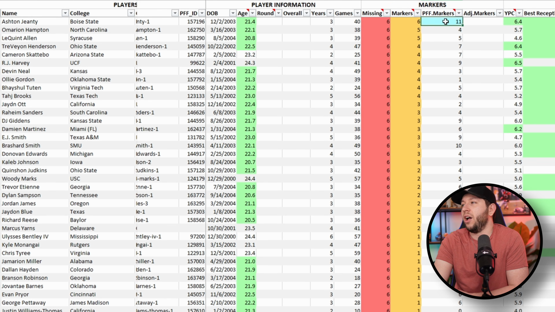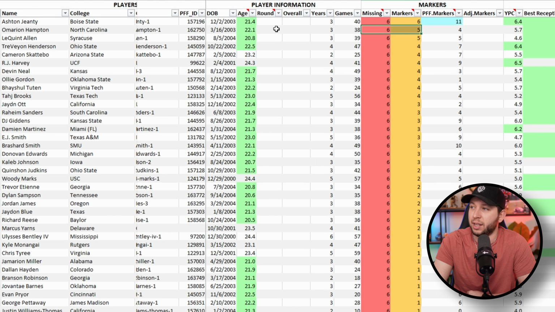And, of course, he hits on all 11 of my PFF markers, including those very 4 specific ones that I'm looking for. So Ashton Genty, of course, phenomenal prospect. Marion Hampton comes out as my RB2. He's on pace to hit 11 of my markers, so very interesting there.